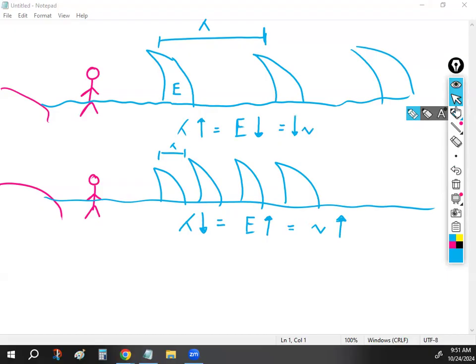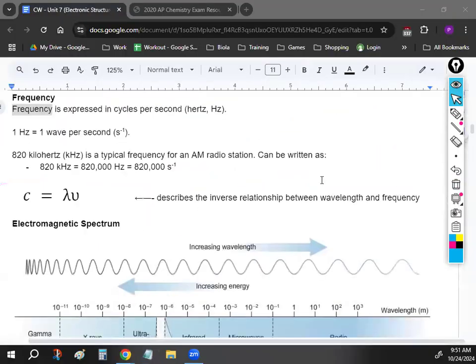So if you're ever stuck thinking about this, just think about you on the beach. What happens if the waves are frequent or if the waves are not frequent? The waves are far apart or if they're close together. All right, any questions on frequency, wavelength, energy? Probably not too bad. All right, that kind of leads us into this diagram.